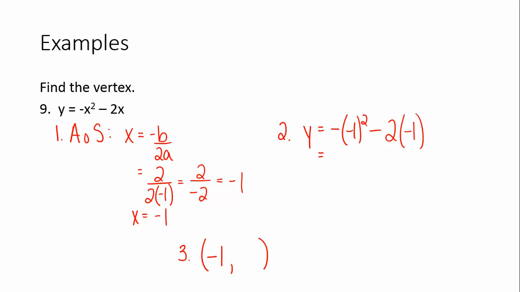So listen to my thought process here if you can't follow this. Negative 1 squared is positive 1, but now I need to make it negative. Negative 2 times negative 1, that's a plus 2. Negative 1 plus 2 is 1. So the y value that corresponds with the negative 1 x value is a positive 1. So your vertex is negative 1, 1.